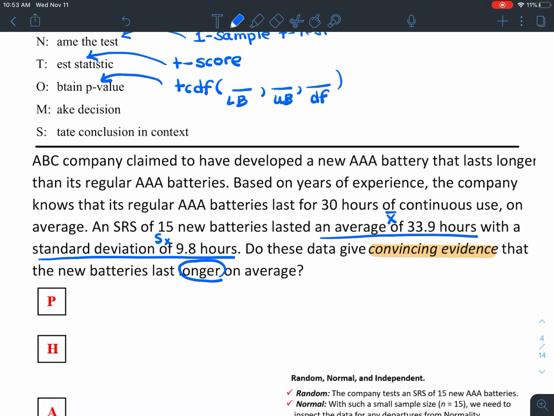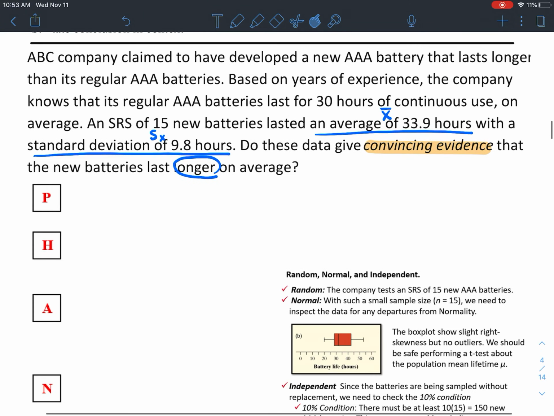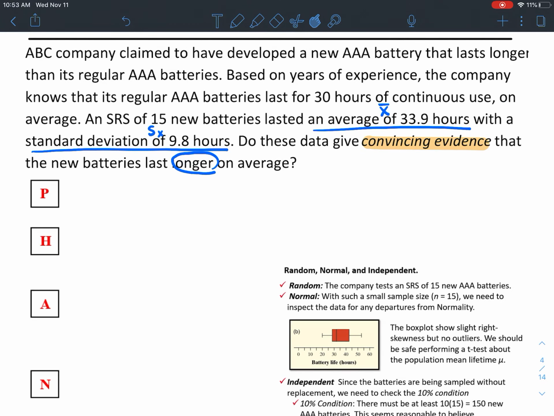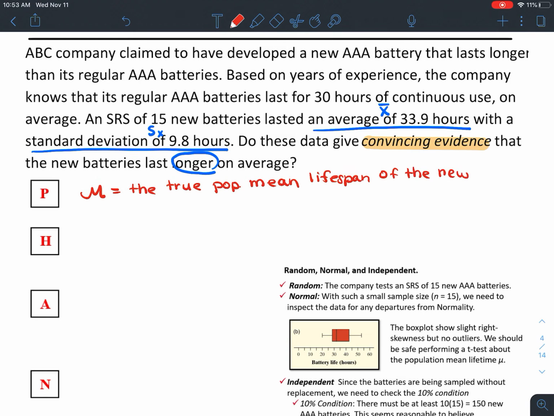Okay, so we're going to begin working through our PHANTOMS acronym here. We'll start with the P, which represents us defining the parameter that we are running our test about. It's going to be mu, which is the true population mean lifespan of the new AAA batteries. This is what our test is about.